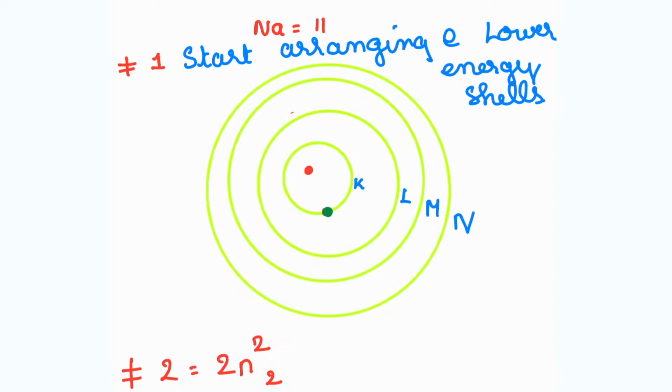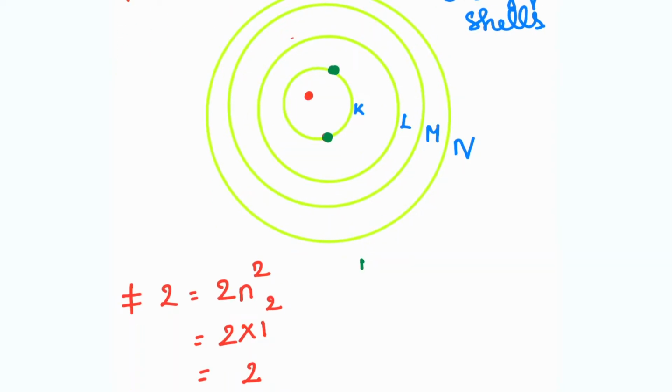Let me arrange 2 electrons in the first shell. So out of 11, because sodium's atomic number is 11, I have already arranged 2 in the first shell. So the difference is, after you subtract, the difference will be, now I have 9.